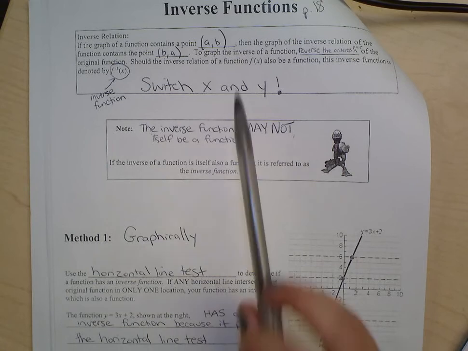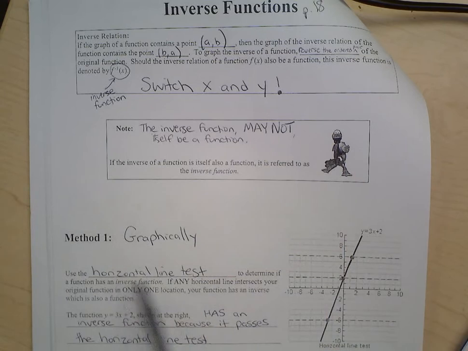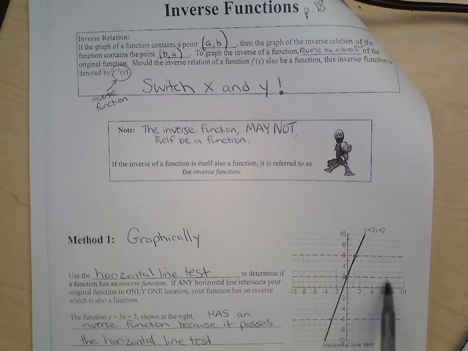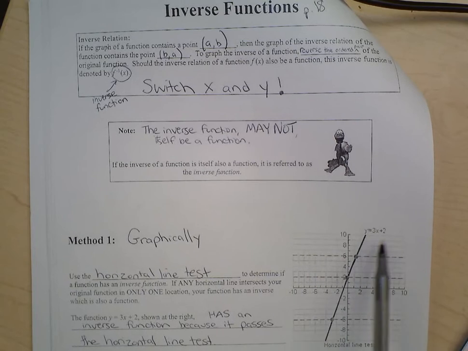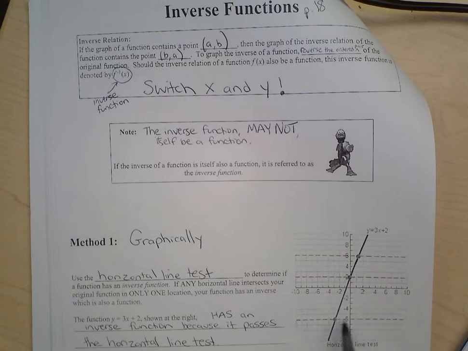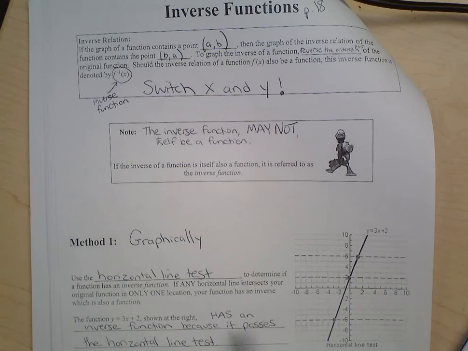Now, since we're talking about the inverse and we're switching the x with the y, we use a horizontal line test to see if the inverse is a function. So I do my horizontal line test on this linear equation right here, this example y = 3x + 2, and I realize that it passes because it only intersects one time for every horizontal line I draw. If it intersected more than once, then the inverse relation would not be a function. So the function y = 3x + 2 has an inverse function because it passes the horizontal line test.